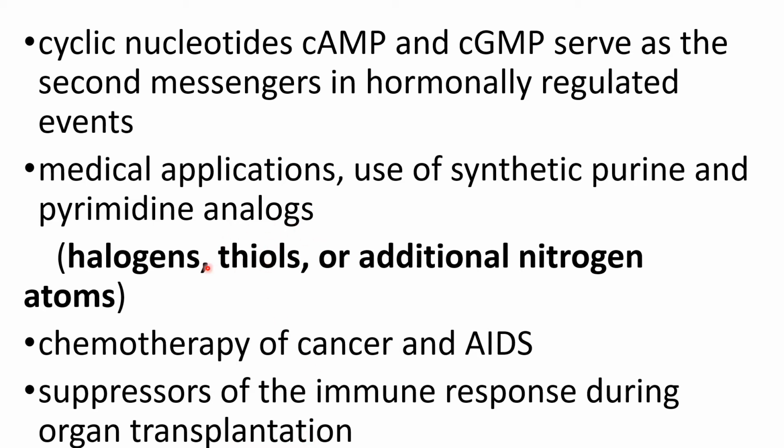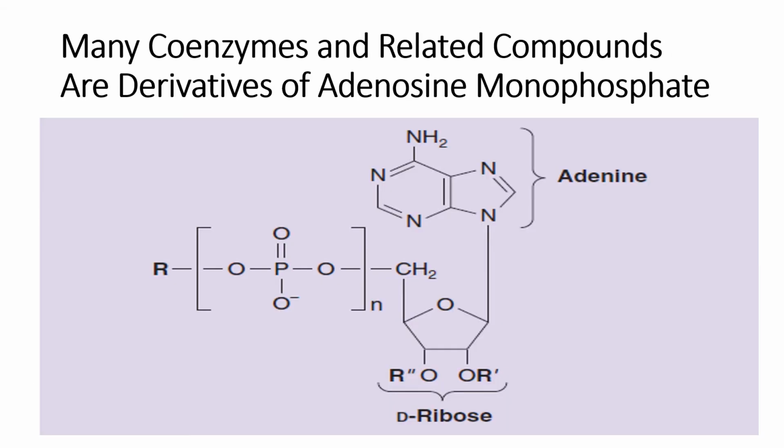They are basically derivatives with halogen thiols or additional nitrogen atoms, and they form the analogs. They are not true purines or pyrimidines, but they form analogs which are helpful during all of these treatments. They are utilized during the chemotherapy of cancer or AIDS, or they may suppress the immune response.